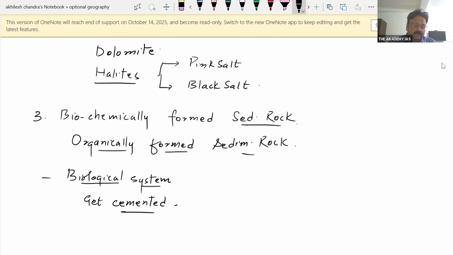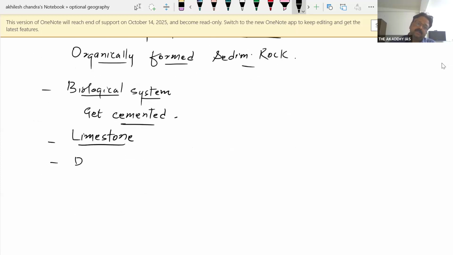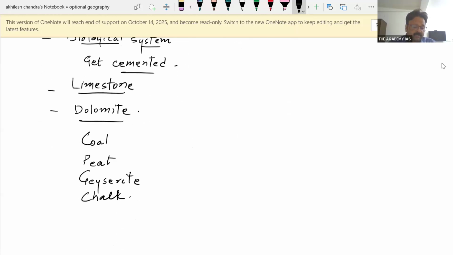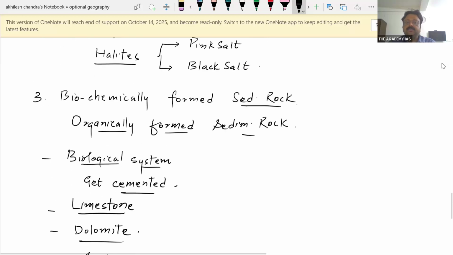And formation of some limestones, dolomite, also biochemically formed. Dolomites are counted in both chemically as well as biochemically formed. Dolomites, coal, peat, gizerite, chalk. These all are examples of biochemically formed sedimentary rock. So this is one classification.